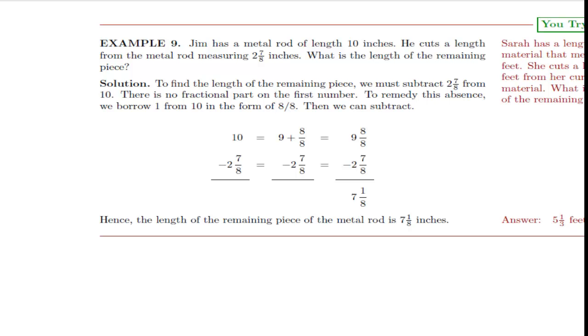There is no fractional part on the first number. To remedy this absence, we borrow 1 from 10 in the form of 8/8. Then we can subtract. So we change 10 to 9 plus 8/8, or 9 8/8. And since we have denominators that are both 8, we can go ahead and just subtract. 9 minus 2 is 7, and 8 minus 7 gives us 1/8. Hence, the length of the remaining piece of the metal rod is 7 1/8 inches.